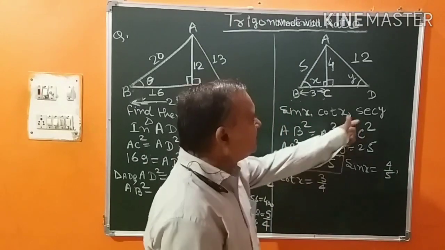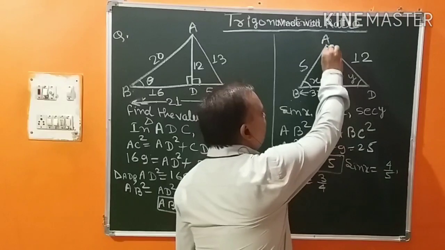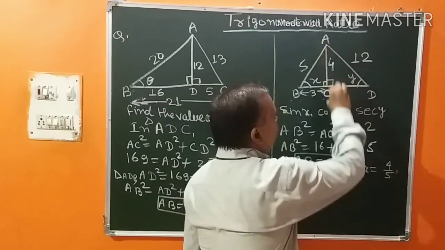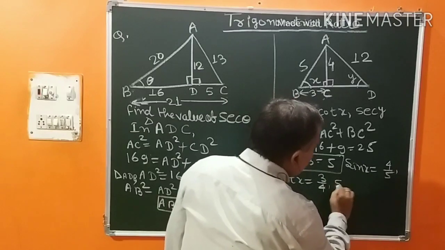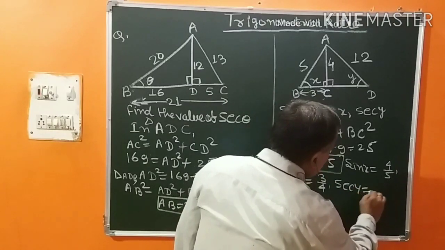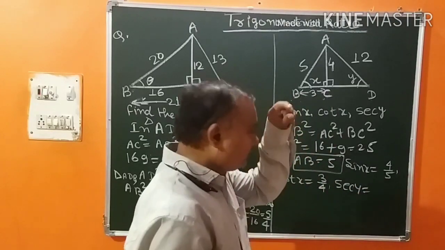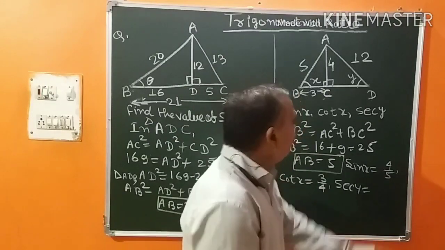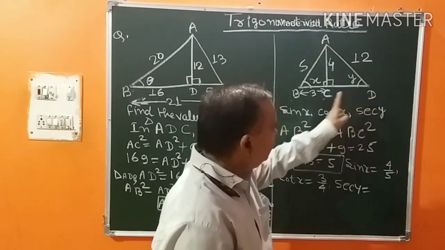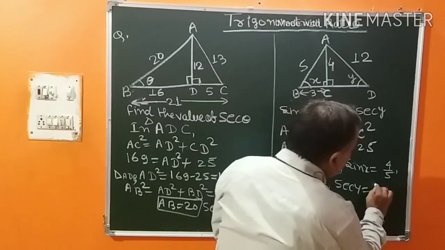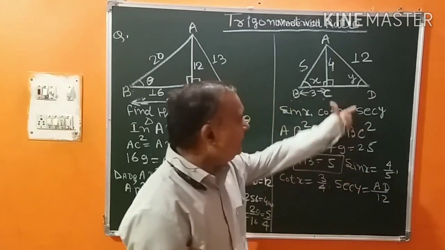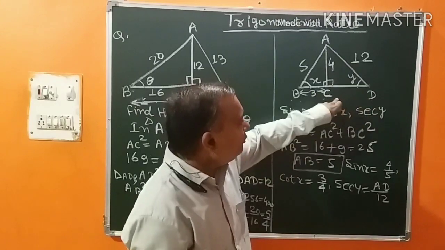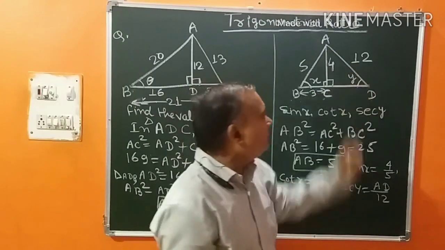Now we have to find sec y. So for sec y, we are taking the right angle triangle ACD, and we can write sec y equal to the formula of sec, that is hypotenuse upon base. So hypotenuse, that is AD, and base is CD. AD upon CD, but CD is unknown, so we have to find CD by Pythagoras theorem.